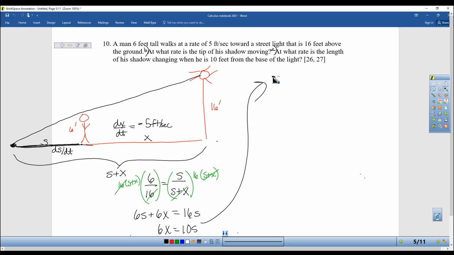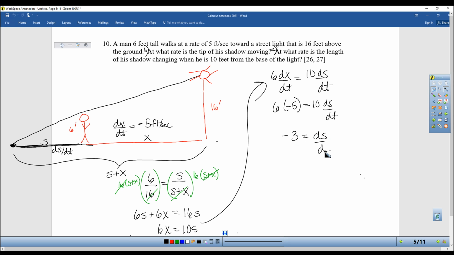And now I'm going to take the derivative. I'm going to do it implicitly, like we've been doing a couple times. 6 dx/dt is equal to 10 ds/dt. But remember, they gave us dx/dt. So 6 times negative 5 is equal to 10 ds/dt. So negative 30 divided by 10 is negative 3.